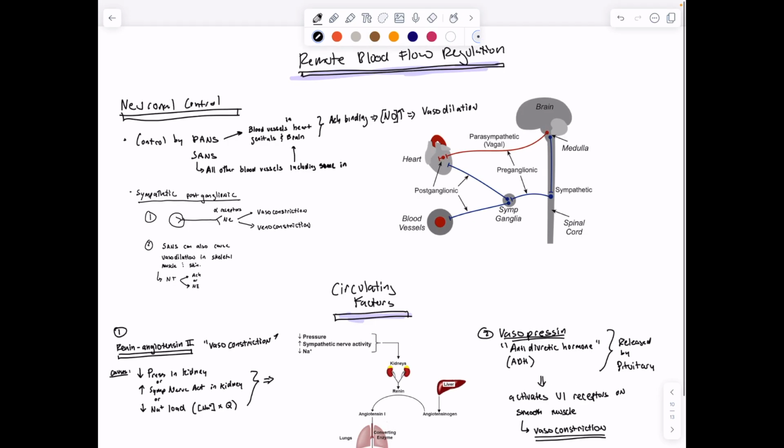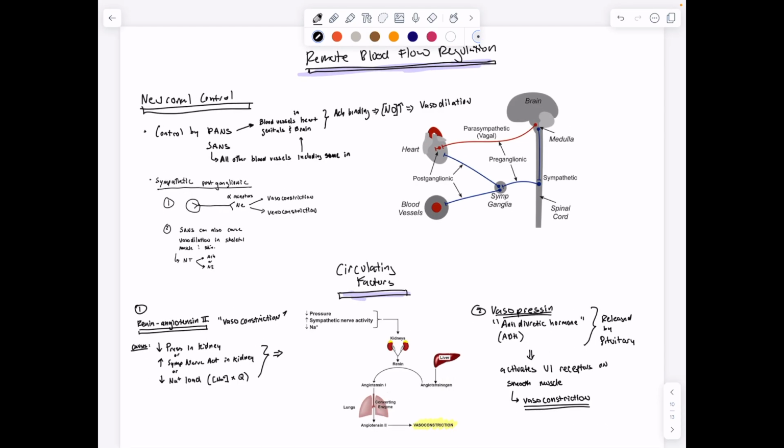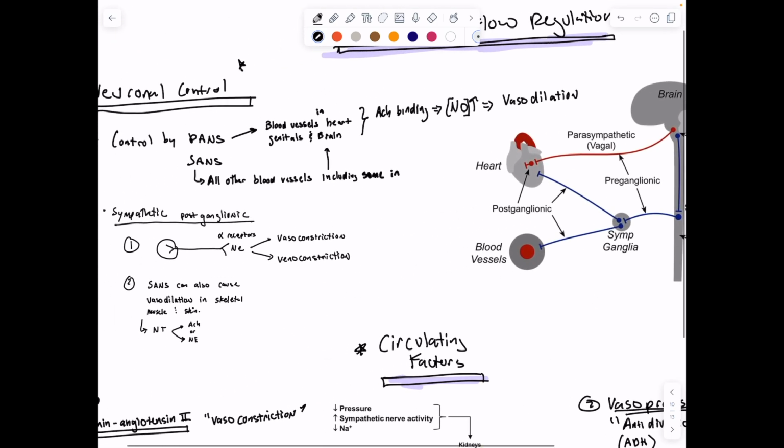All right, then we have remote blood flow regulation. We have hormonal control, circulating factors, and we have neuronal control. Neuronal control, there's not too much to know here because we already pretty much know it, but for blood vessels, the parasympathetic is going to do blood vessels in the heart, genitals, and brain. We know that parasympathetic uses acetylcholine with the muscarinic receptors. It's going to act to increase nitric oxide. We have drilled into our brain, nitric oxide means vasodilation. So parasympathetic nervous system will do vasodilation.